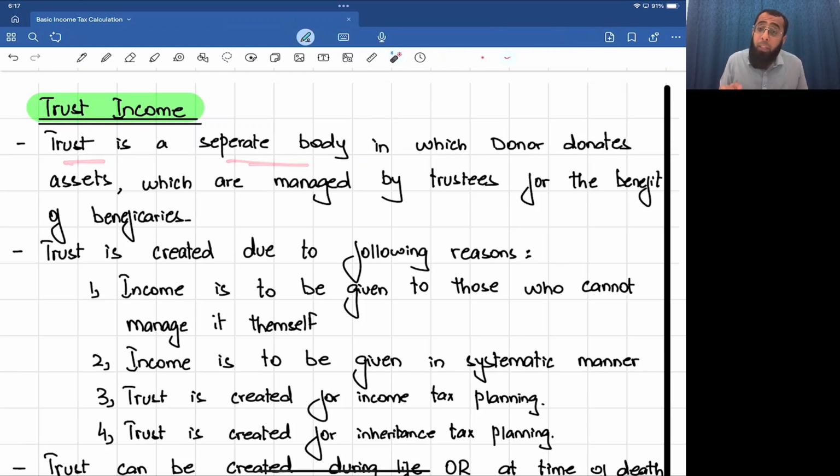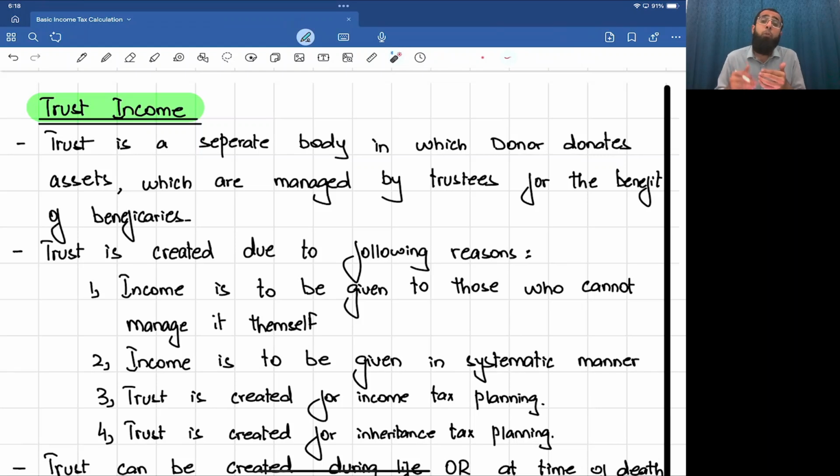A trust is a separate entity in which the donor donates the assets, which are managed by the trustees. The trustees are like the board of directors. They take the decisions and look after day-to-day operations for the benefit of the beneficiaries. Now, why is this trust created? There are multiple reasons. Income is to be given to those who cannot manage it. For example, you have small, young children, and they cannot manage the activity themselves. So you create a trust for that purpose.